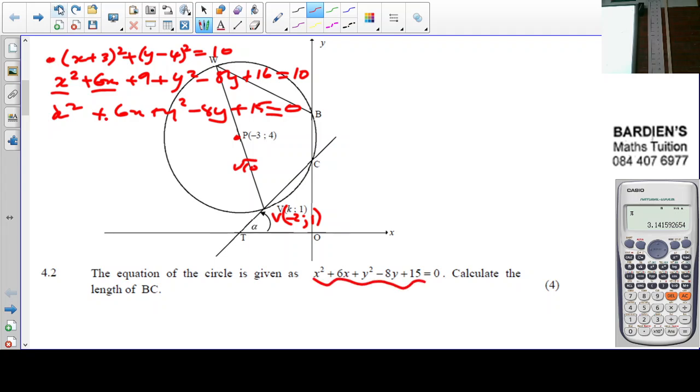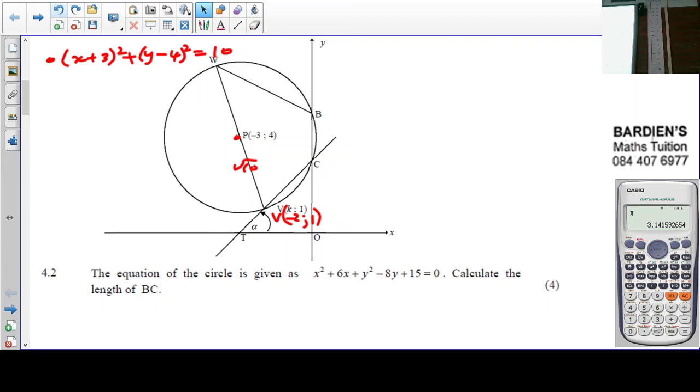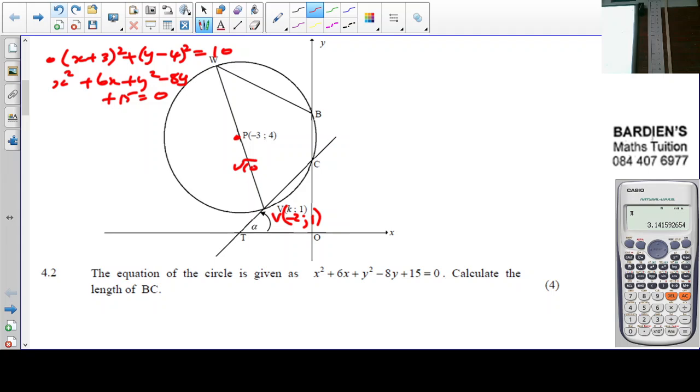Okay? So what I'm going to do is take this off here. I put this simplification there. Calculate the length of BC. So for BC, what do we need? We need the coordinates of B and C. Okay? So what are B and C to us?